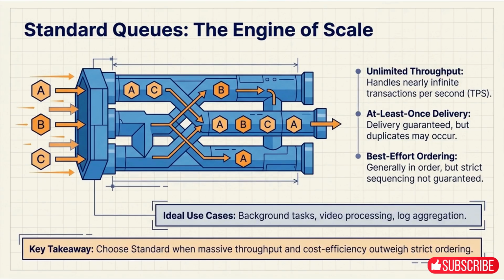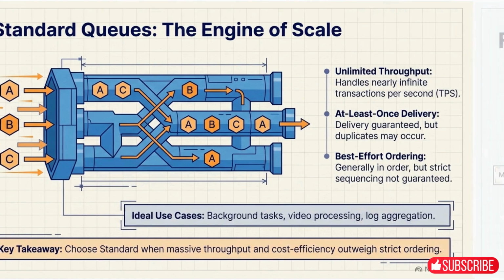For that reason, consumers should be idempotent and must not depend on perfect ordering. Standard queues fit background jobs, image or video processing, log pipelines, email notifications, and many event-driven workloads. Choose standard when the work can be processed independently and the application can tolerate duplicates and occasional reordering.